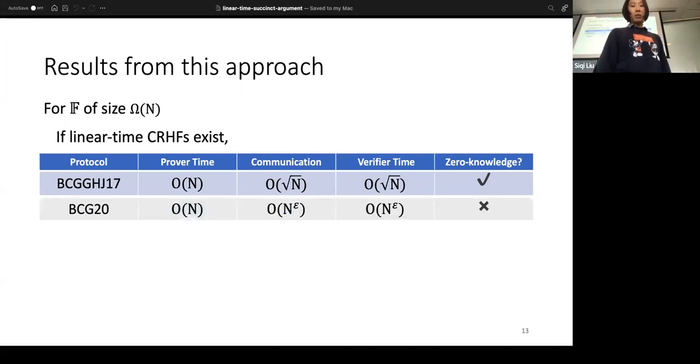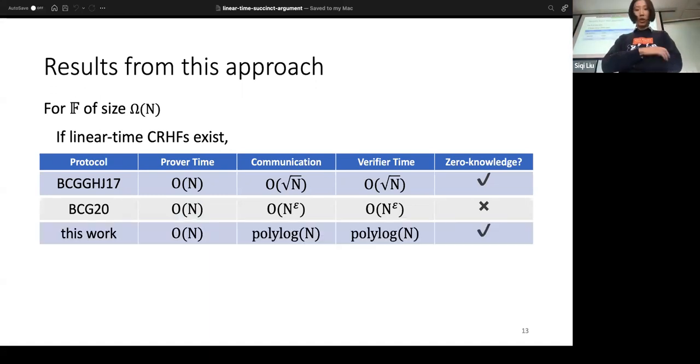Later there is the improvement by Bootle, Chiesa, Groth, where they improve the communication and verifier time to n to the epsilon for arbitrarily small constant epsilon. But their protocol is not zero knowledge. In this work, we improve the communication and the verifier time to polylog, and this protocol is also zero knowledge. The soundness error in all of them is constant, and all of them only work for large fields.